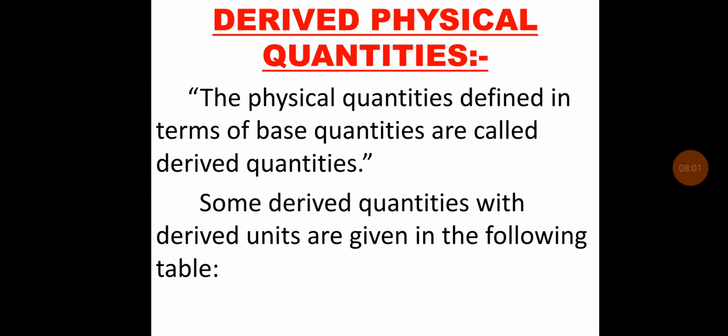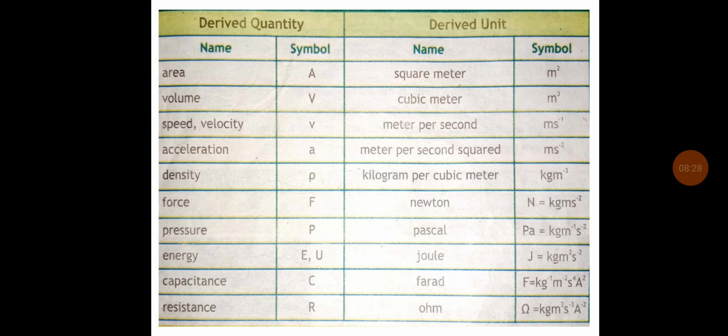Now we come to the derived physical quantities. Physical quantities defined in terms of base quantities are called derived quantities. Some derived quantities with derived units are given in the table. The units derived from multiplying and dividing the base units are termed derived units. In the table, you will see different derived quantities with their derived units.